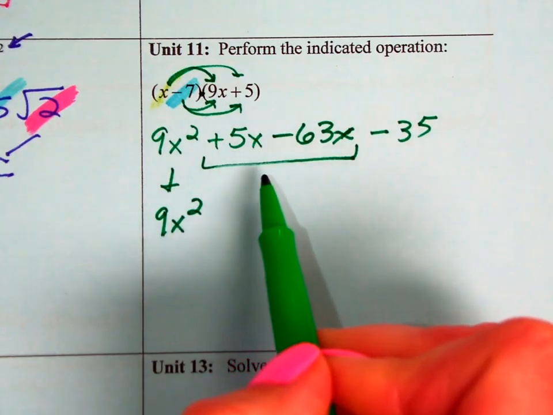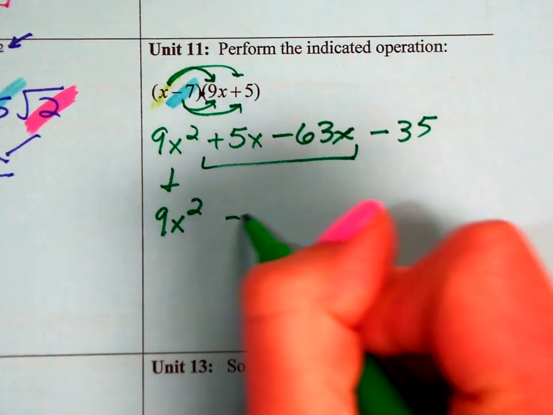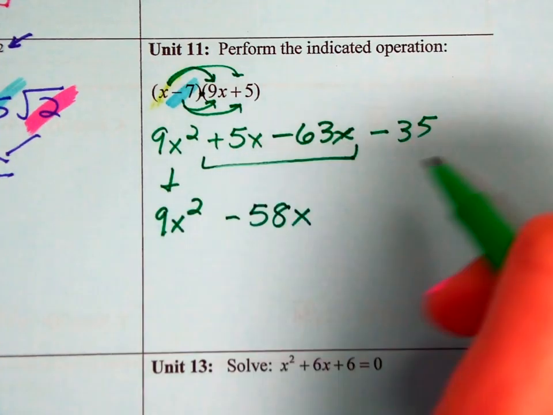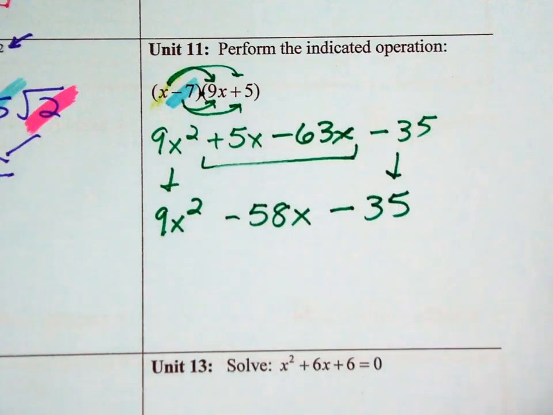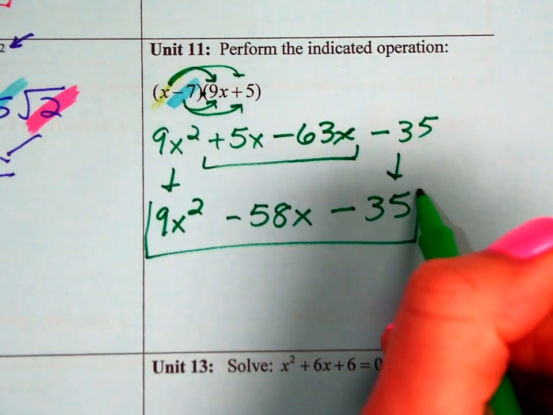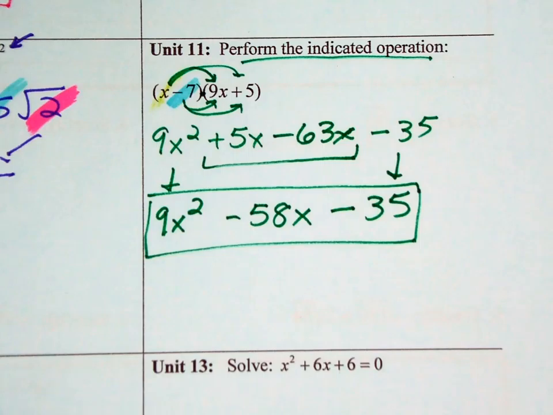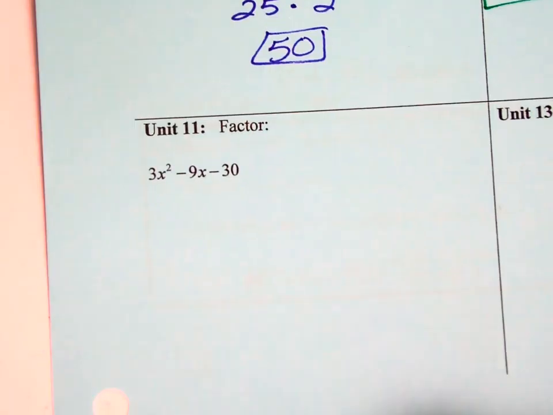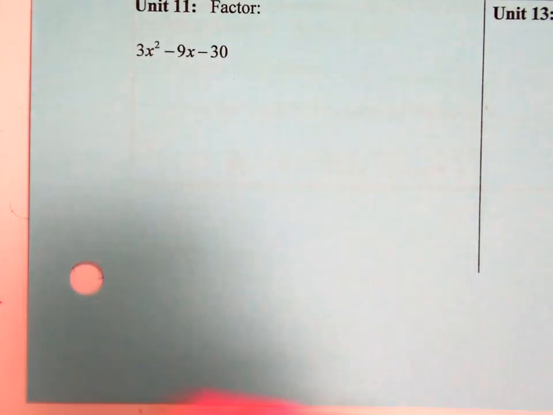And 5 plus negative 63 would be negative 58, and the x comes along. And there's no like term to this one, so we bring down the minus 35. And that's as far as we go. We do not factor because all we're doing is performing the indicated operation. We are not factoring, unlike the second Unit 11 one, which asks us to factor.